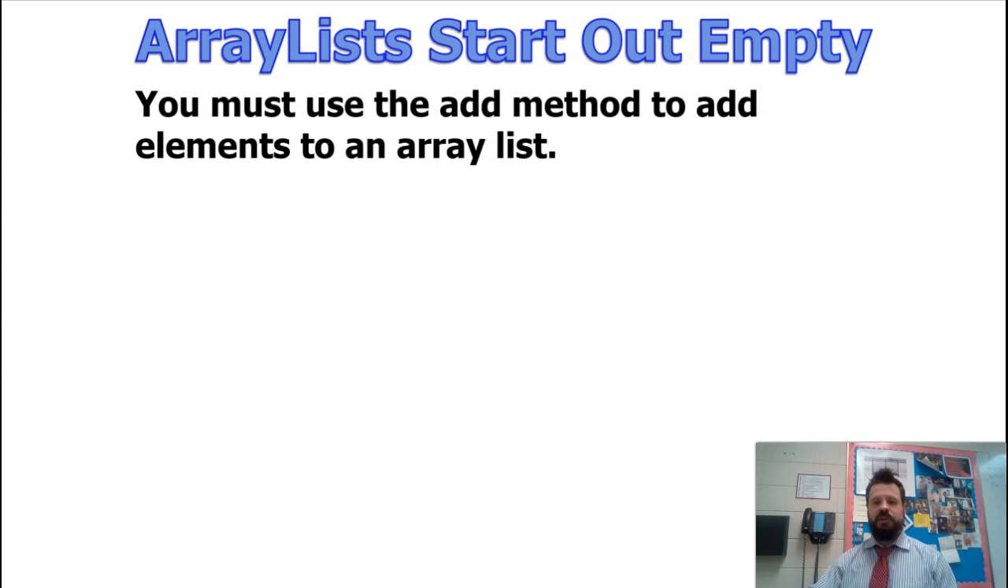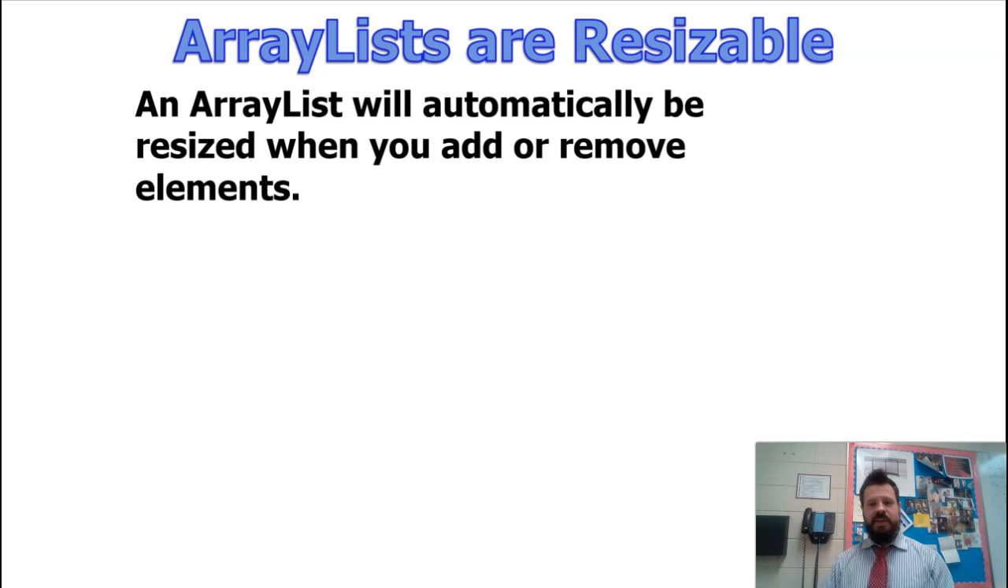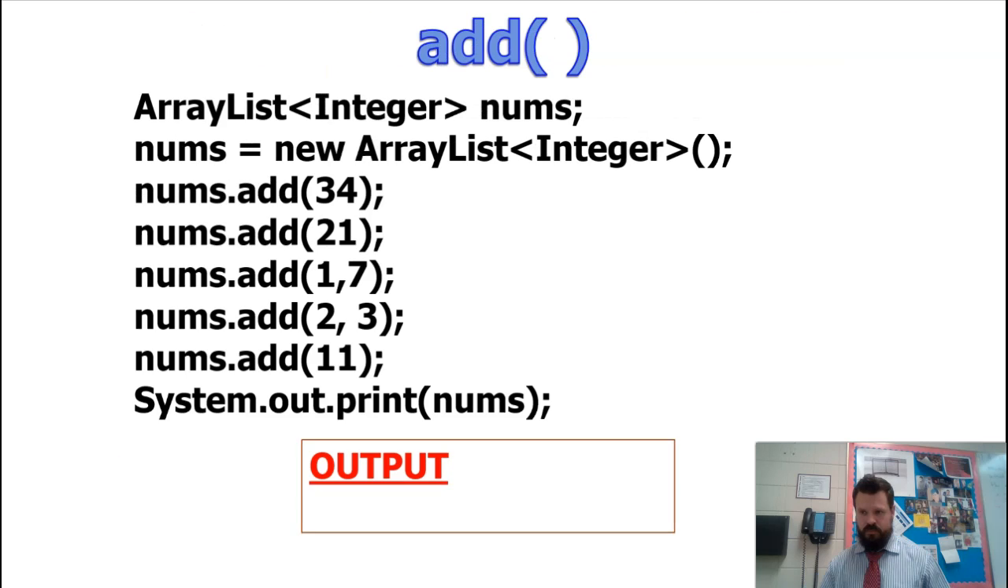So first thing, once an array list is created, is that array lists always start out empty. Okay, there isn't a way to assign an array list with default values. You must use the add method to add elements to the array list. And the other thing to know is that array lists are resizable, as in an array list will automatically be resized when you add or remove elements.